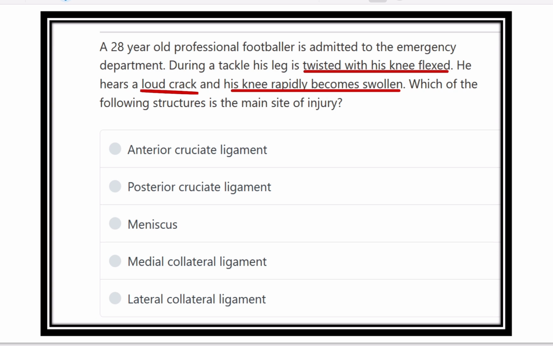That means a professional footballer, during a tackle, suddenly had his leg twisted with the knee flexed, and the sound is a loud crack and the knee becomes rapidly swollen. So these 2 points are enough for diagnosis for any type of question. So what are the options? Options are the anterior cruciate ligament, posterior cruciate ligament injury, menisci tear, medial collateral ligament injury, lateral collateral ligament injury.